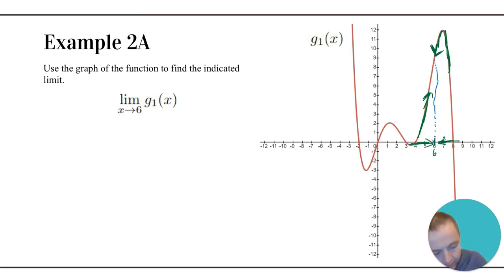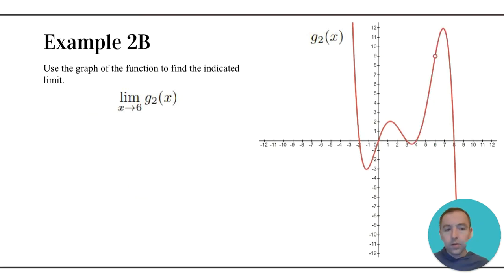If we follow up to here, we'll see that on both sides of the graph, we seem to be converging to basically the same y value, which looks to be 9. And so we can pretty confidently say that the limit of the function g sub 1 as x heads towards 6 is 9 in a case like that. Okay? All right, so the next example is going to be almost the same thing.